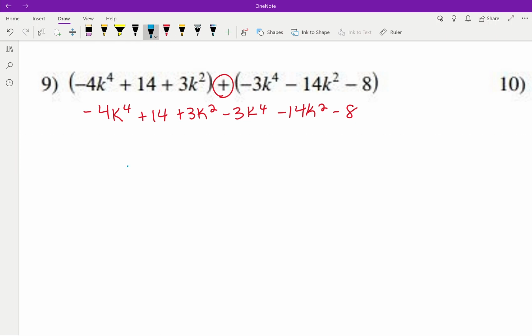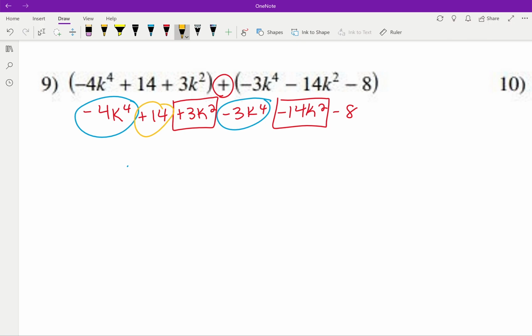So I have a k to the 4th, k to the 4th. Okay, I have a k squared, and then I have some numbers. Okay, then I add all the like terms together. So let's start with the k to the 4ths. Negative 4 plus negative 3 is negative 7k to the 4th.